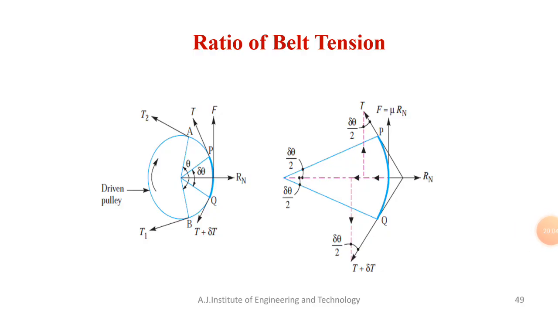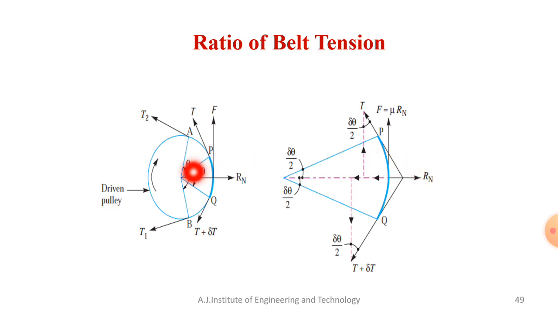Next topic, that is ratio of belt tension. You have one more derivation. You have to find out what is the expression for ratio of belt tension, that is T1 by T2. So you know already two important belt tensions, that is slack side tension and tight side tension. So slack side tension, it is denoted as T2, and tight side tension, it is denoted as T1. Always tight side tension will be more than slack side tension.